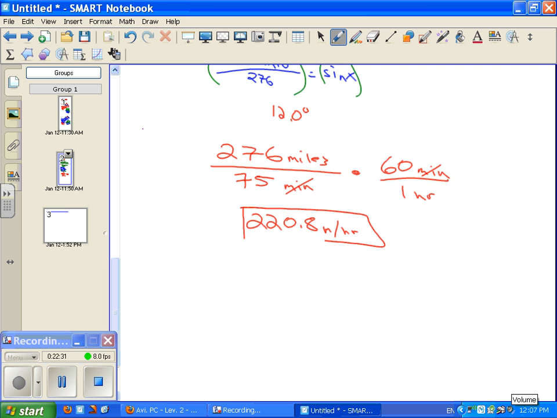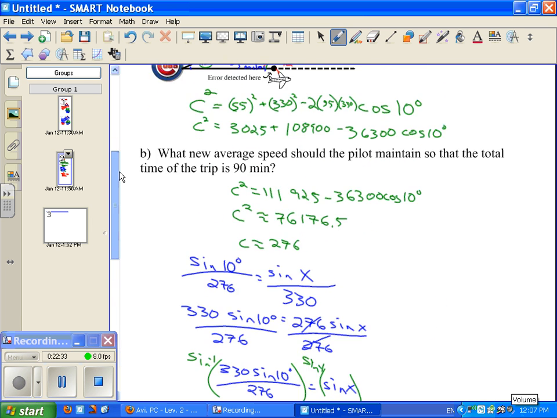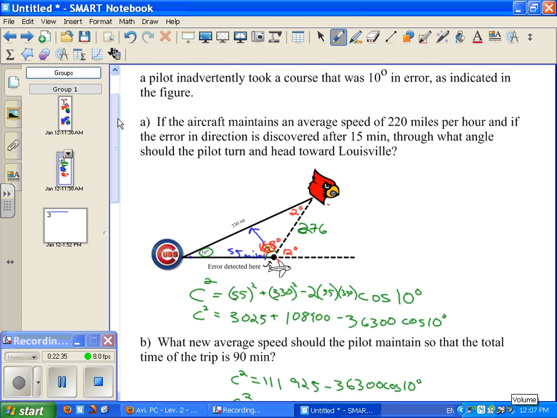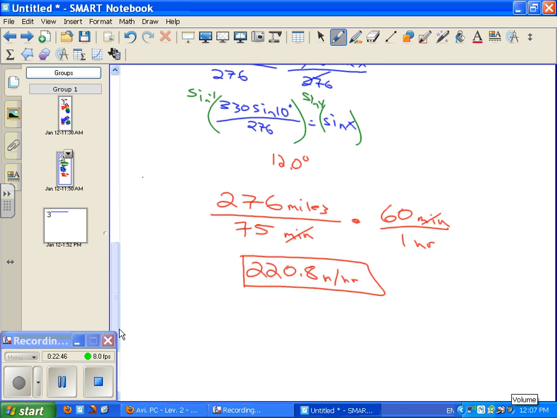How much did they actually have to speed up? 0.8 miles per hour. So they really weren't that far off. Right, so as long as they didn't let it go too far, they were going to be okay. 220.8 miles per hour. We were already going 220. So 191.87 knots. There you go.